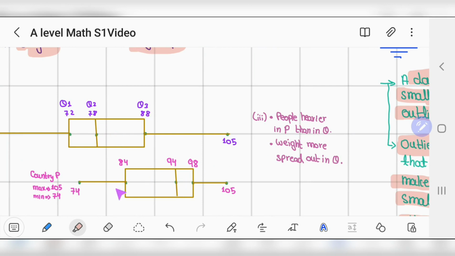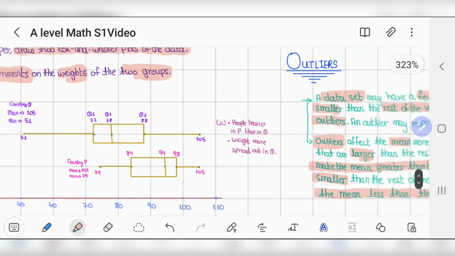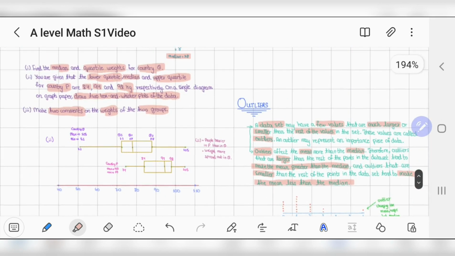Okay. People are heavier in P than in Q. Because weight is more spread out in Q, which means they are less heavy, and P people are heavier because they have a huge quantity of heavy or fat people. Okay, so this is done.